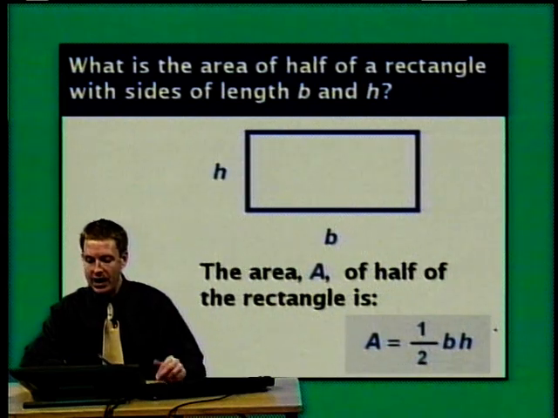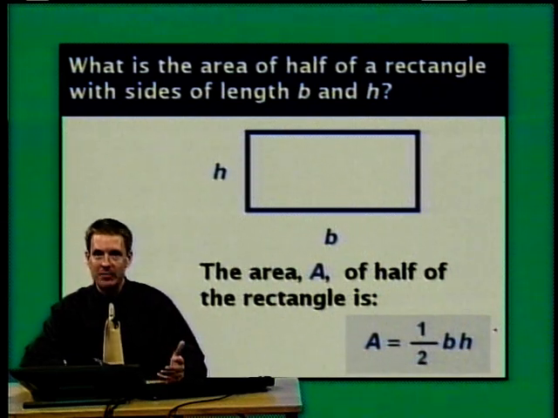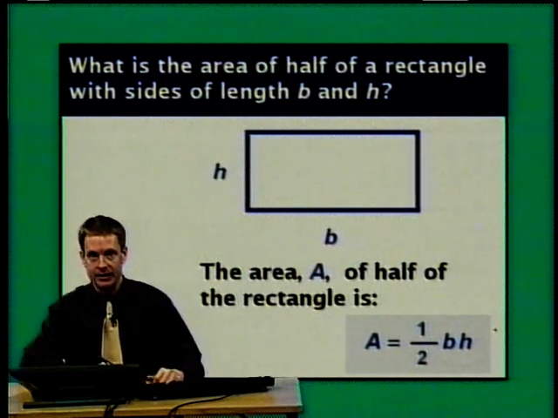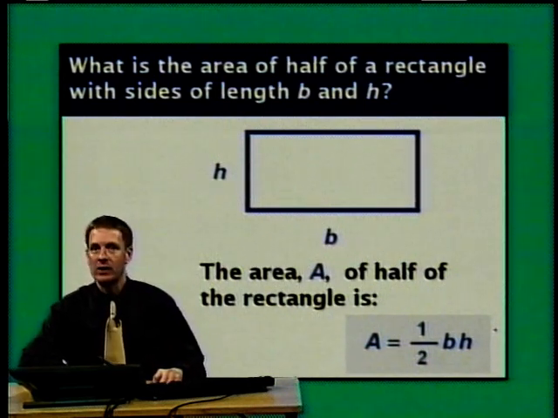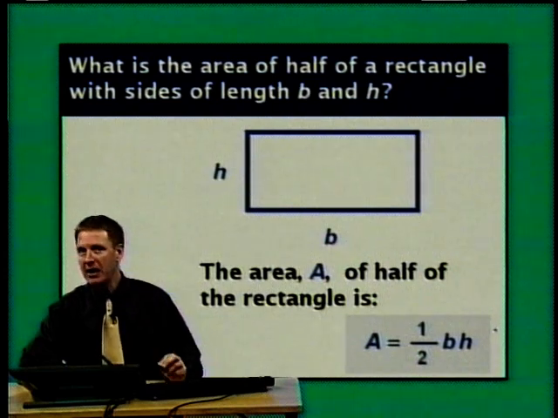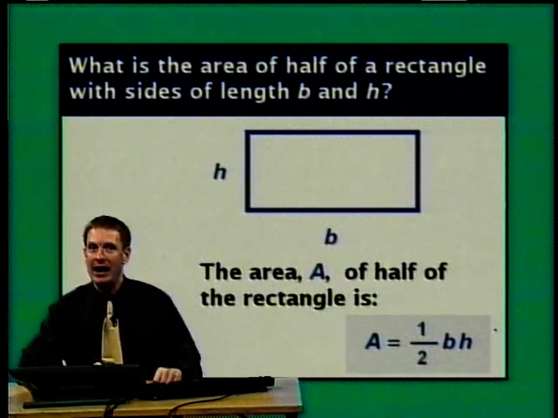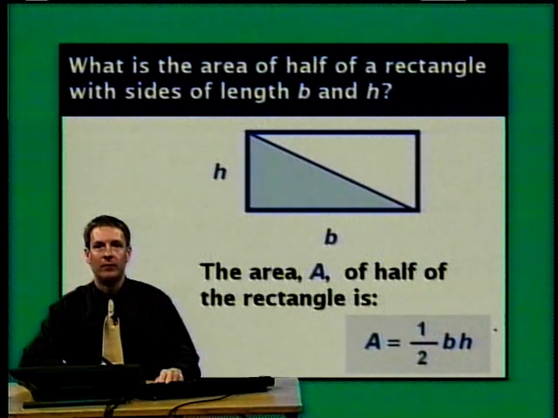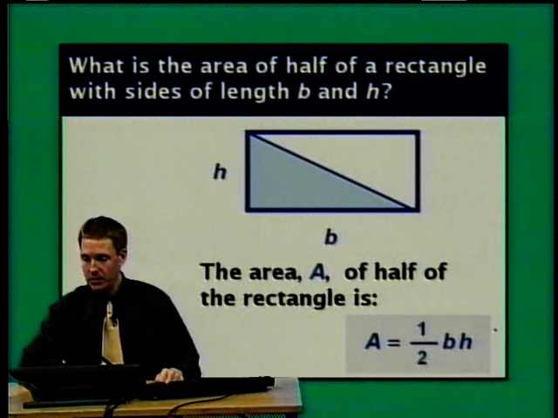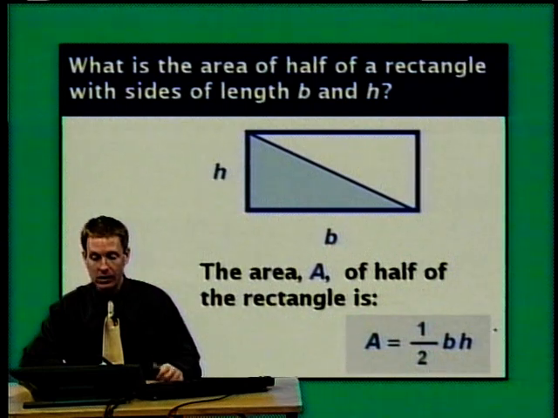The area A of half the rectangle is 1/2 b times h, because the area of the entire rectangle is b times h. Let's take that rectangle and cut it in half. But I'm going to cut it in half in a way that you might not anticipate. I'm going to cut it in half along the diagonal. And I'm going to go ahead and shade the region below that diagonal, and I'm going to make the observation that the object underneath that diagonal enclosed in the rectangle is just a right triangle.